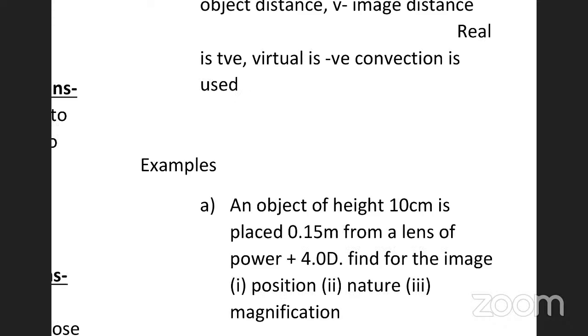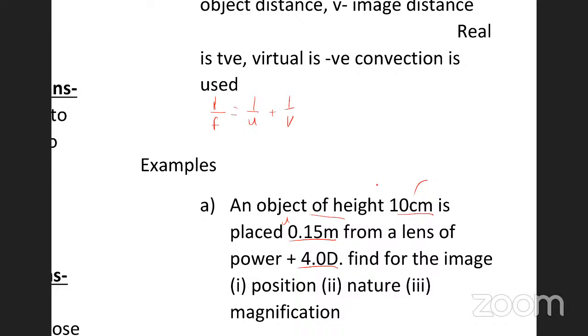Right. So they give you the object height, that's the object height there. And they give you the object distance. They give you the lens of power 4, they give you the power of the lens. So we know that 1 on F is equal to 1 on U plus 1 on V. Find the nature and the position.